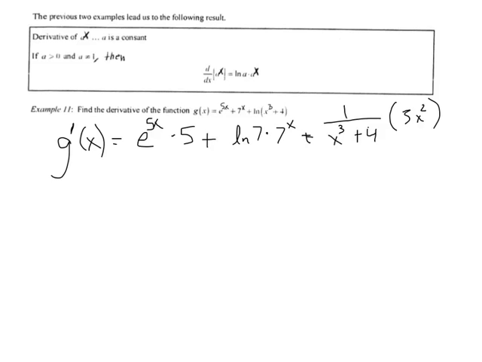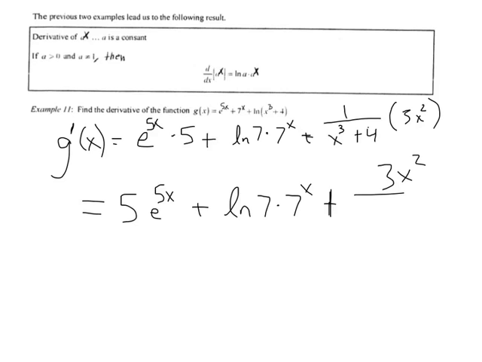Okay, we might simplify this a little bit, just put it in proper notation. So for the first part I have 5 times e to the 5x power. The next chunk we'd probably just leave the same way, natural log of 7 times 7 to the x power. And the last chunk we'll just write it as 3x squared over x cubed plus 4.